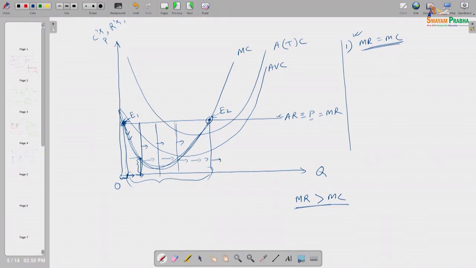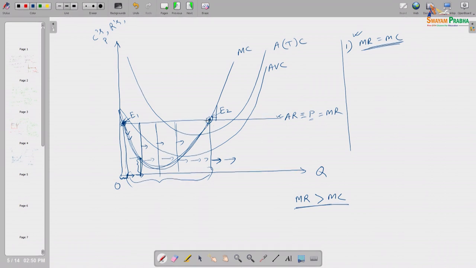Look at here, at E2 point MR and MC are the same. If you want to increase production further on this side, look at here, MC is exceeding MR, MC is more than MR. So definitely that will pull down your profit, because marginal cost is exceeding your marginal revenue. So you should not. That is why he will stop at E2 point. Okay, so that's the thing.